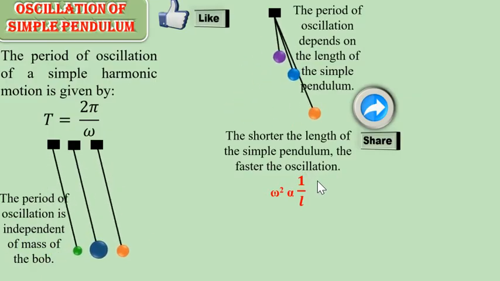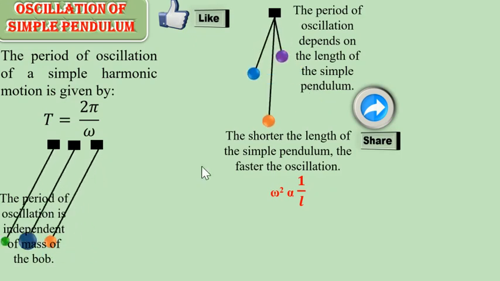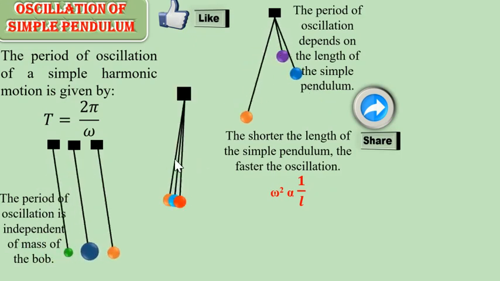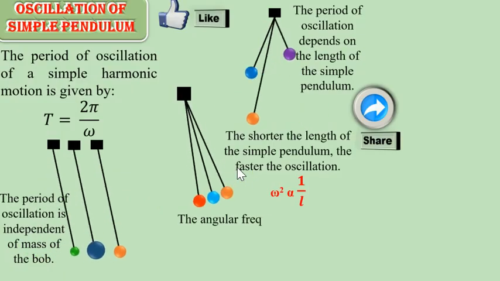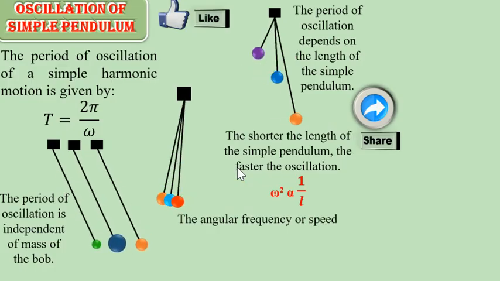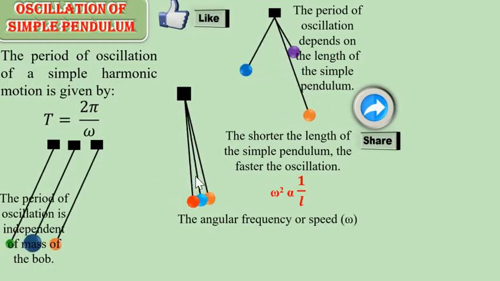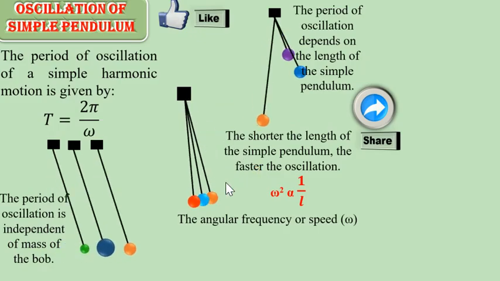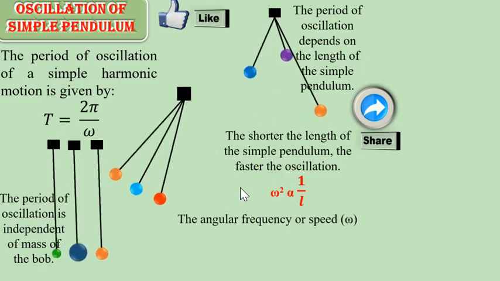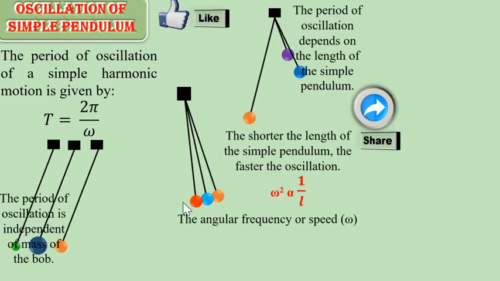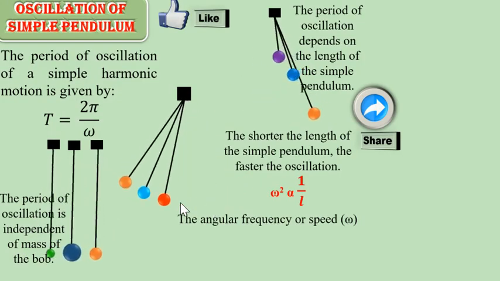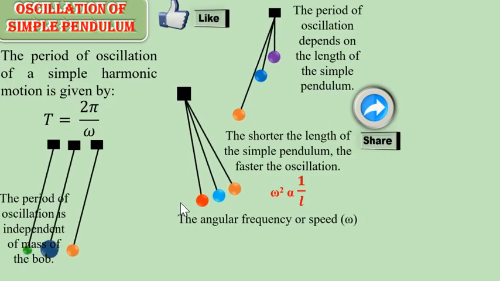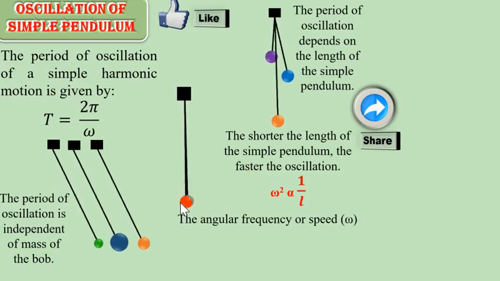So now that's how it happens. Now we're going to examine the next one. The next one we're going to have the same mass, the same length, but all displaced through different angles of displacement. So you see, the first one has a larger angle of displacement from the rest position. The blue one has smaller, and then the red one has the smallest. Now, what do you notice when we displace them through different angles?